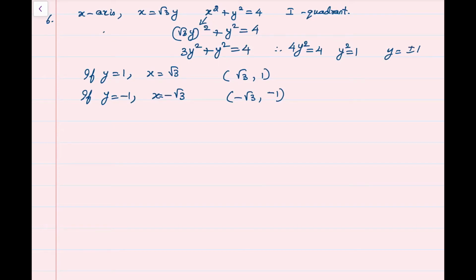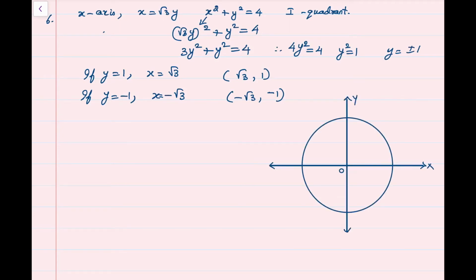Now, let us sketch the graph. x square plus y square equal to 4 is a circle with center at the origin and radius 2 units, and x is equal to root 3 y is a straight line passing through the origin. The circle is x square plus y square is equal to 2 square. The radius is 2 units.